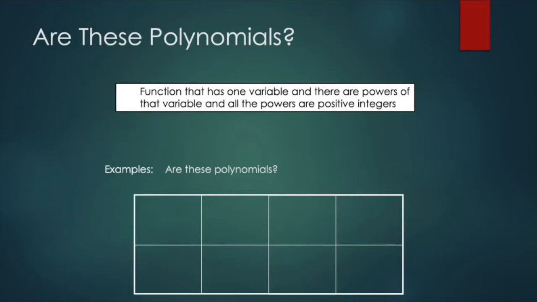I'm giving you some more just because I want you to practice on these. I put the same definition up here again: a function that has one variable, and all the powers of the variable are positive. We said it could equal 0 also. Is that one a polynomial, yes or no? No, because it has that negative exponent. That's correct.